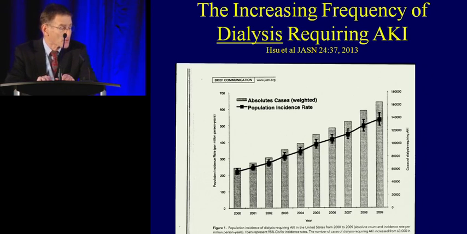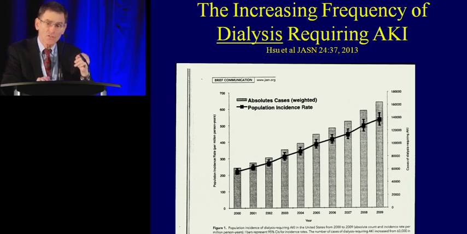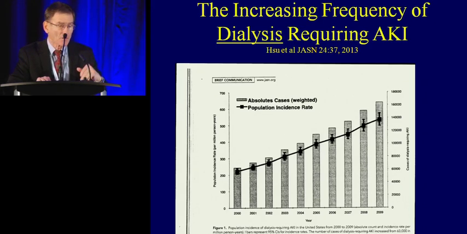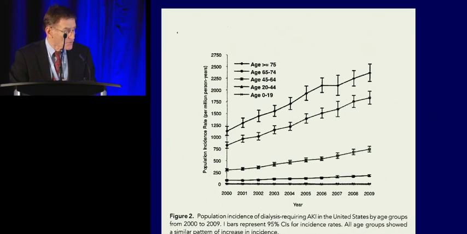There's been an increasing frequency of dialysis-requiring AKI, as shown in this slide from a paper published in JASN 2 years ago. A dramatic increase. This is not just the hemodynamic kind of AKI where the creatinine bumps 0.3 or 0.5. This is dialysis-requiring AKI. And what's so important about this, if you break it down by age, you can see that the rising incidence occurs primarily in the aging population, the population over the age of 65 to 74, as you can see on this slide.